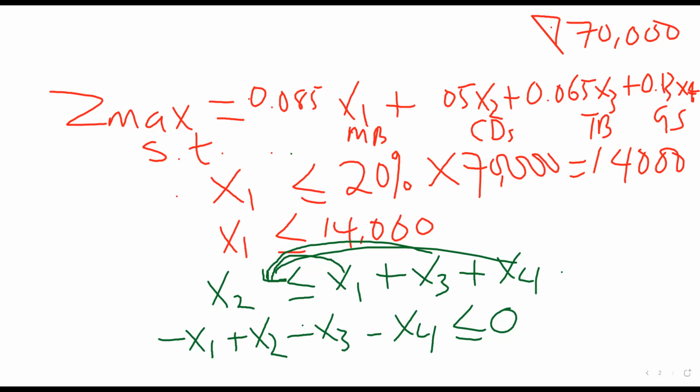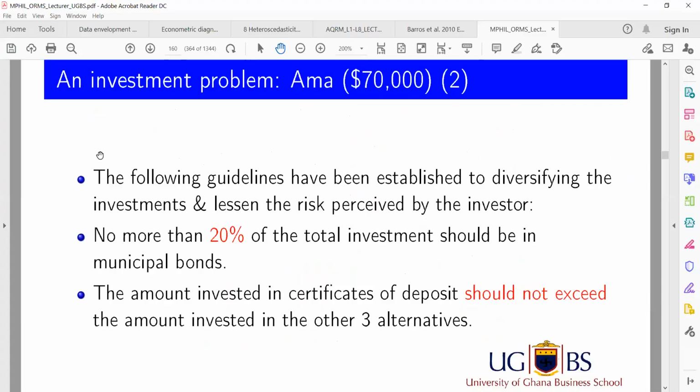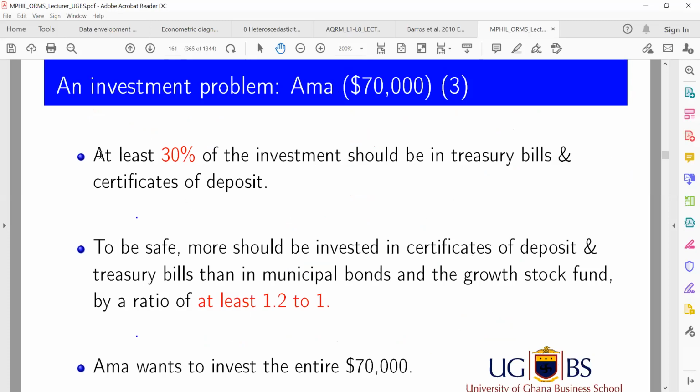Now let's look at the next constraint. It says at least 30% of the investment. The way I'm reading it, you think through the keywords, and that's the same thing you want to be doing under examination. At least 30% of the investment should be in treasury bills and certificate of deposit. Treasury bills is X3 and certificate of deposit is X2.